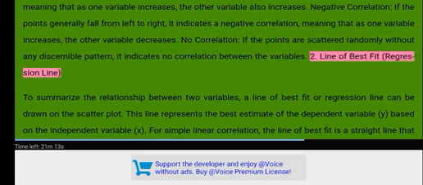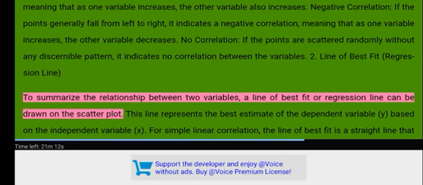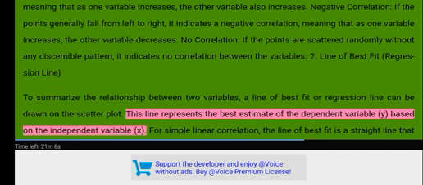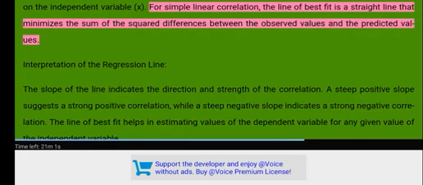2. Line of best fit, regression line. To summarize the relationship between two variables, a line of best fit or regression line can be drawn on a scatter plot. This line represents the best estimate of the dependent variable y based on the independent variable x. For simple linear correlation, the line of best fit is a straight line that minimizes the sum of the squared differences between the observed values and the predicted values.